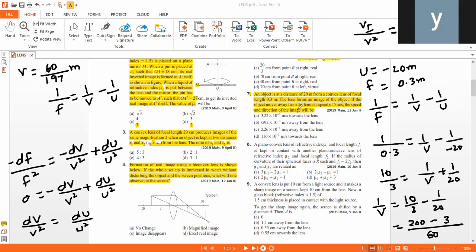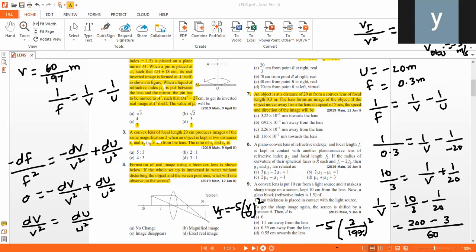The object is moving away from the lens. That means I can say away from the lens means minus 5 meter per second. So correspondingly, I can find speed of image. Can you find speed of image? Vi is equal to minus 5 into V by U whole square. That is 60 by 197 divided by U. That is minus 5 into 3 by 197 whole square.